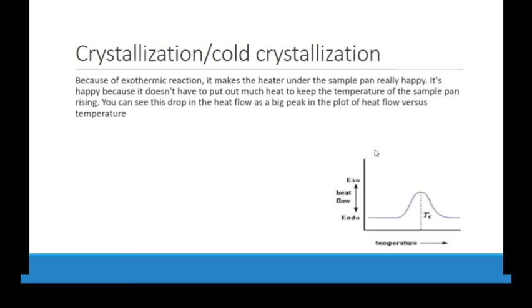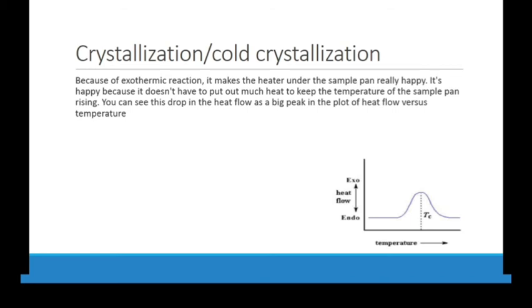Because of the exothermic reaction, it makes the heater under the sample really happy. So the heater under the sample pan is really happy. It is happy because it does not have to put out much heat to keep the temperature of the sample pan rising. You can see this drop in the heat flow as a big peak in the plot of heat versus temperature. So you will see this drop in heat.